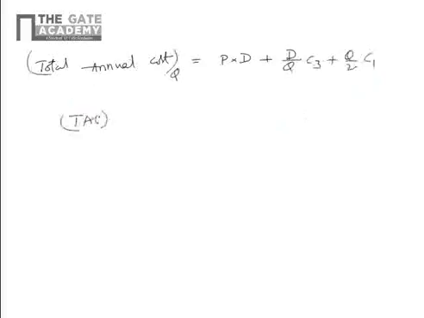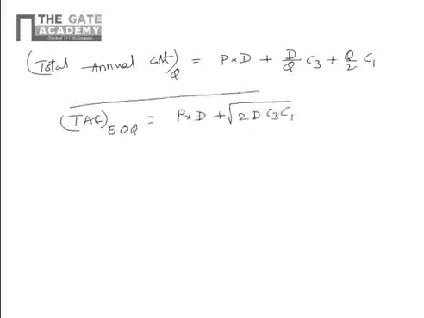Total annual cost at economic order quantity equals P into D plus root of 2 D C3 C1. So total annual cost at economic order quantity is this one. So we got the total variable cost plus the fixed cost per annum. So that is the total annual cost at economic order quantity.